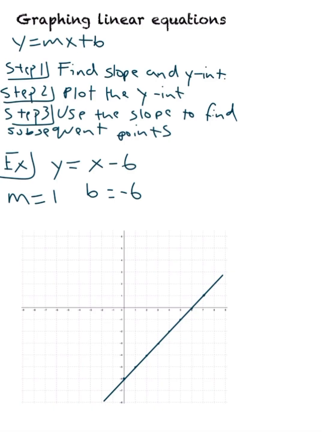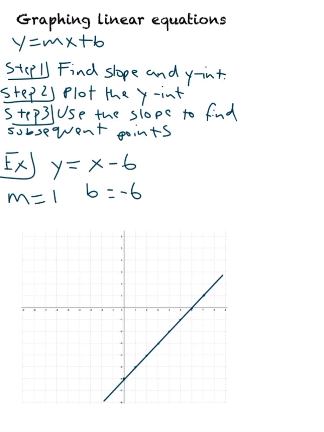Your first step should be to find the slope and the y-intercept. Once you have found those two things, you're going to go to your graph and plot the y-intercept. Once you have plotted the y-intercept, you can use the slope to find subsequent points on the line. So let me provide you with an example.